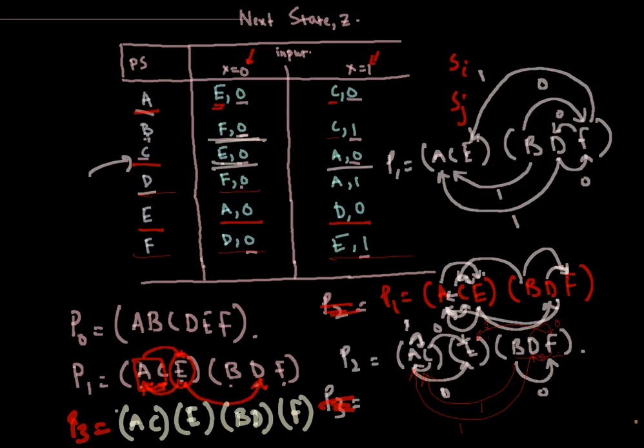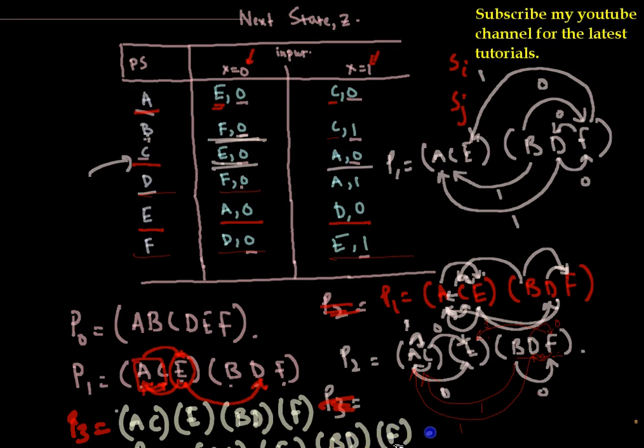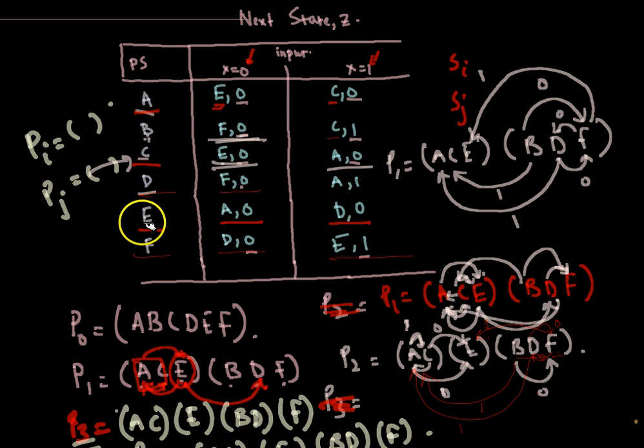Now if you go on checking further and try to find out P4, then you are going to get the same partition. For 2 consecutive partitions, say Pi and Pj, if they produce the same partition, that means you cannot partition further, so you are done. So this is the equivalent set, the equivalent states. A and C are equivalent, E is the only set, it's equivalent to itself. B and D are equivalent, that means amongst A and C we can keep only one, amongst B and D we can keep only one.